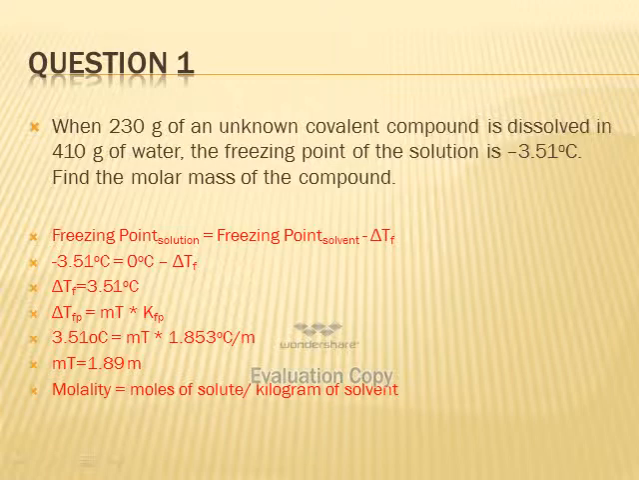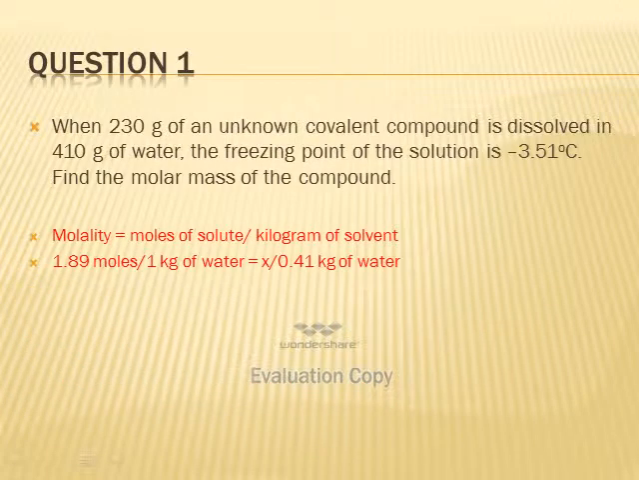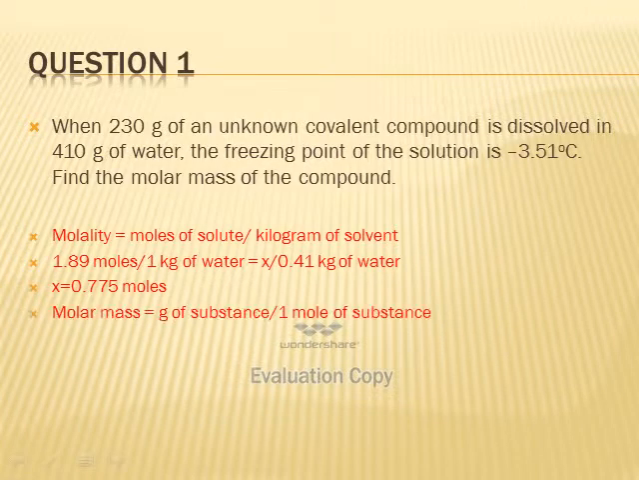Molality equals moles of solute over kilogram of solvent. 1.89 moles of solute will dissolve in 1 kilogram of water. So how much will dissolve in 0.41 kilogram of water? It's a ratio problem, so let's set up an equation. This will give us an answer of 0.775 moles. Now we can divide the mass of the compound by the moles of the compound. So our molar mass is 297 grams per mole.